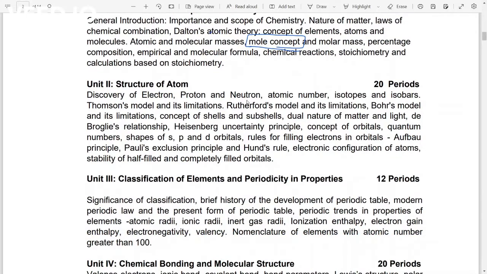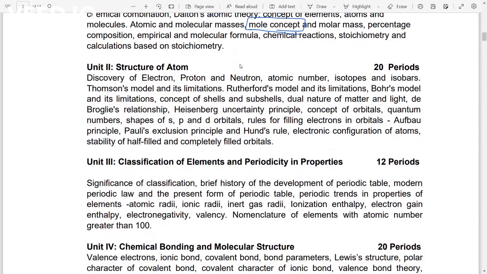The second chapter we have is Structure of Atom. The Structure of Atom chapter carries 9 marks out of 70 in your theoretical exam. In this chapter, we will be discussing some models of the structure of atom, like the Thomson model, Rutherford model, Bohr model, and other topics like Heisenberg uncertainty principle, Aufbau's rule, Pauli exclusion principle, de Broglie relationship, and Hund's rule. We will also be discussing the orbitals and how the orbitals are filled based on their electronic configurations.